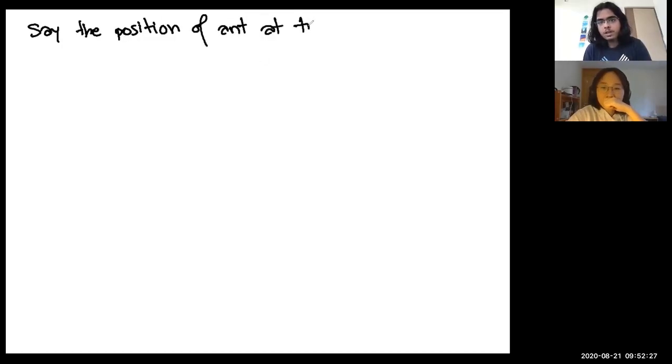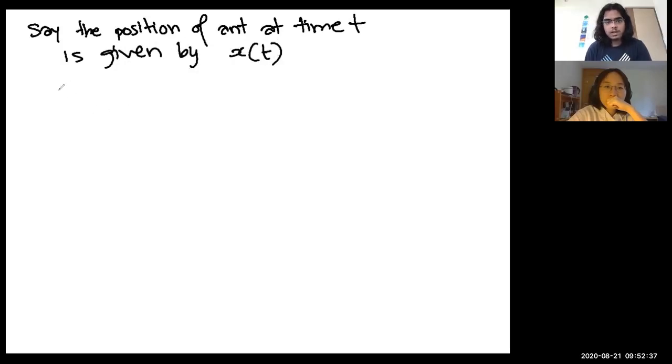So there's a bunch of things here. Let's say the position of the ant at time t is given by the variable x. Then we know that, could anyone write in the chat what the speed of the ant would be at any time, just in terms of x, from what you know about how speed and distance are related?